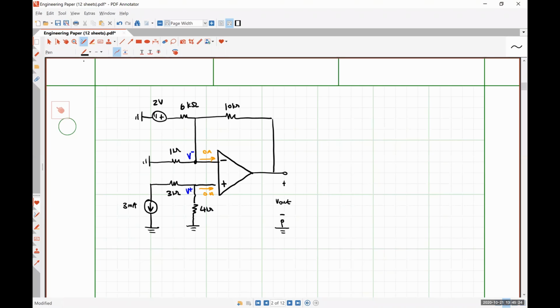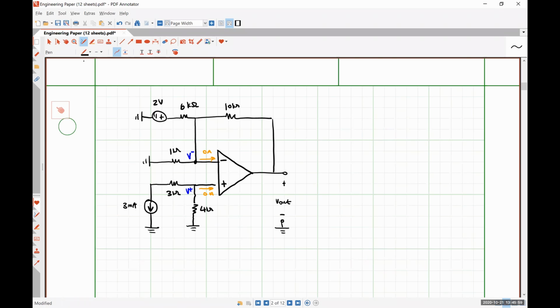So if we apply Kirchhoff's current law at the inverting input node, we would have an unknown voltage of V minus and an unknown voltage of V out. I guess you just do negative 3 milliamps times 4 kiloohms. For V plus? For V plus. That's correct. Yeah. Just using Ohm's law, right?